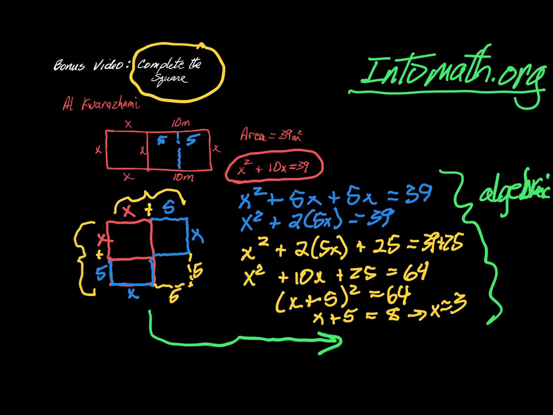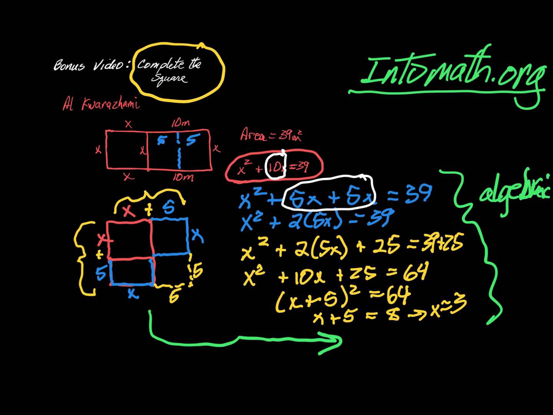Now, if we are looking at this really closely, one of the things I want you to know is the 10x was split up into 2 pieces. That's when we divided the room in half, okay? That's really important. We have to divide the room in half, or divide the x term in half.